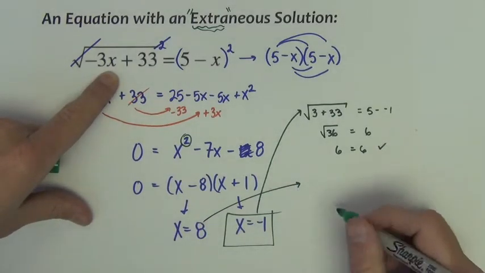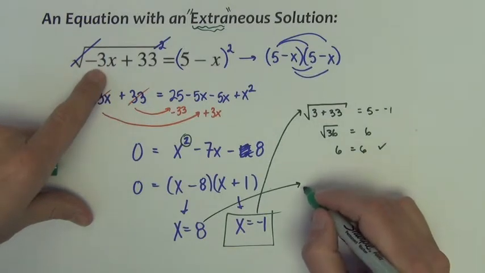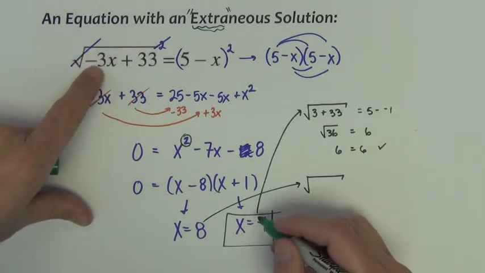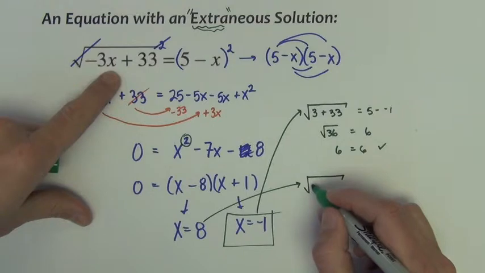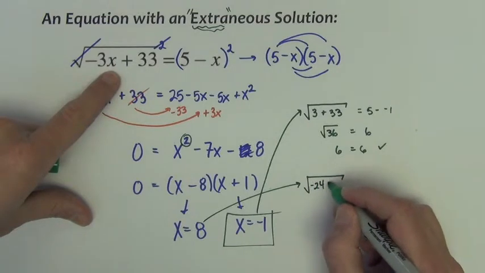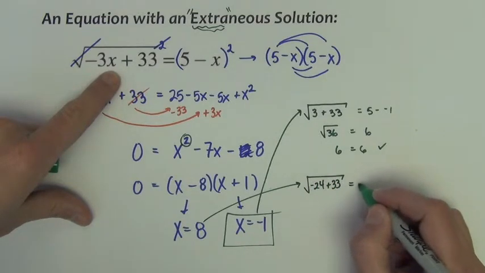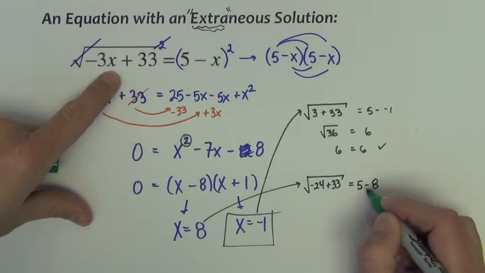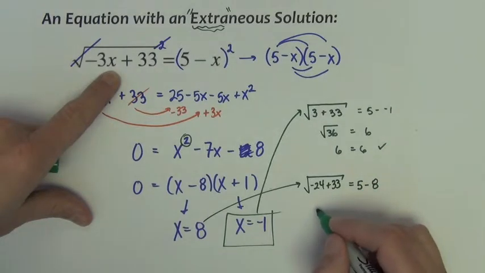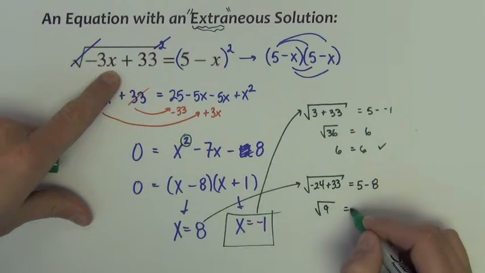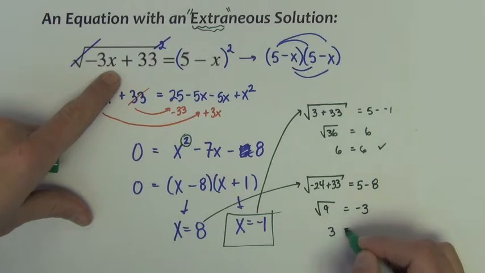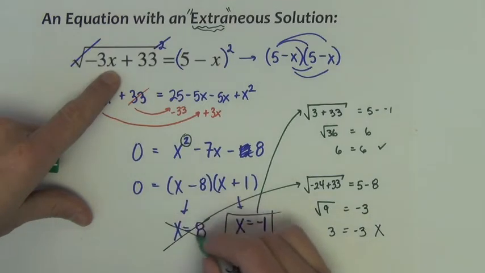If I check this answer, let's see, the square root of negative 3 times 8 is negative 24 plus 33 equals 5 minus 8. So that becomes the square root of 9 equals negative 3, and that's 3 equals negative 3. That is not true. That answer gets thrown away.